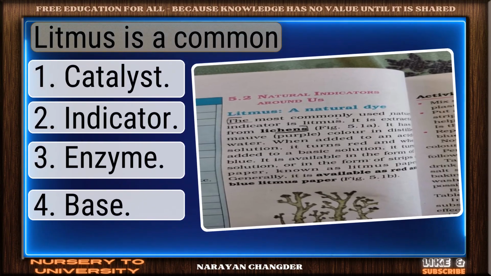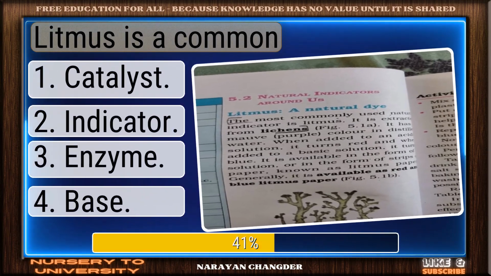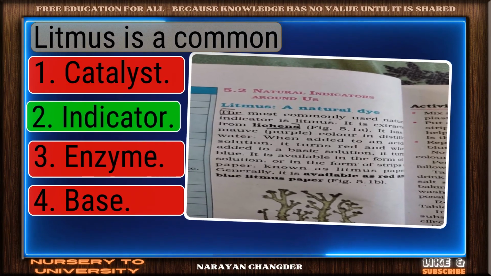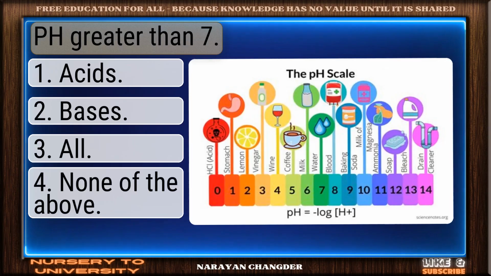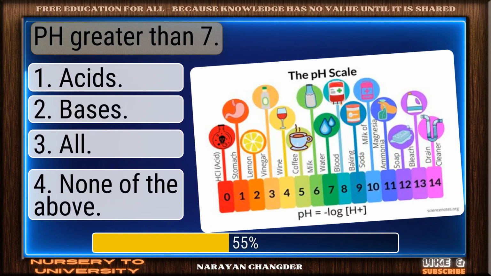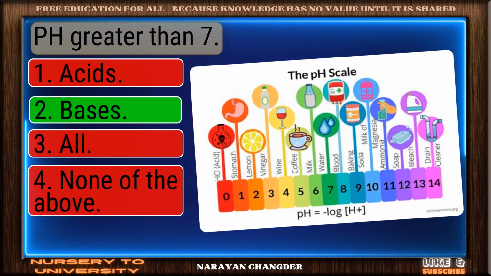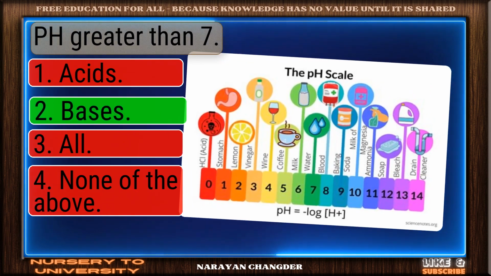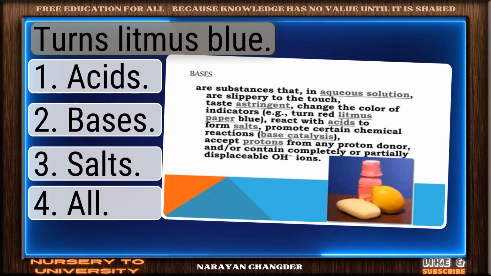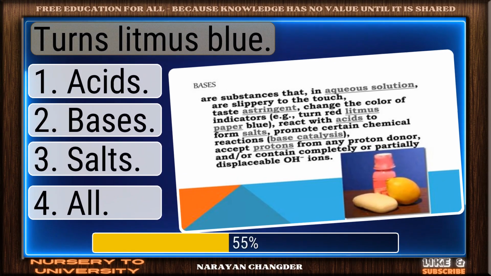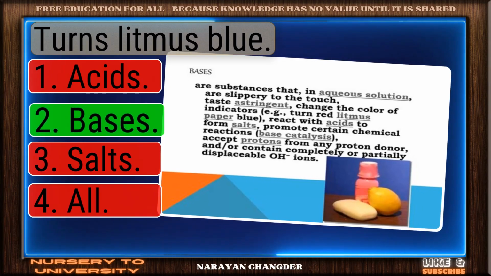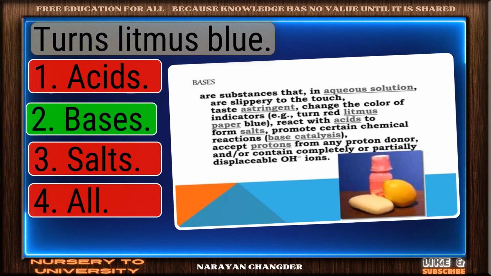Question number 257. Litmus is a common. Excellent. Indicator is a brilliant choice. Question number 258. pH greater than 7. Good job. Your answer bases works well here. Question number 259. Turns litmus blue. Nice selection. Bases is the correct and valid answer.